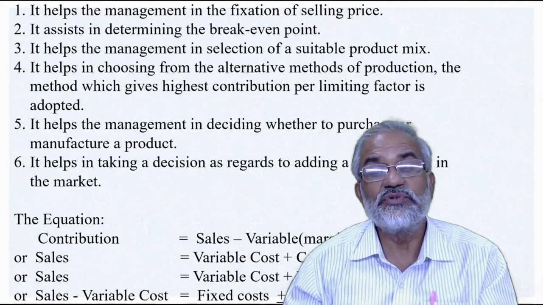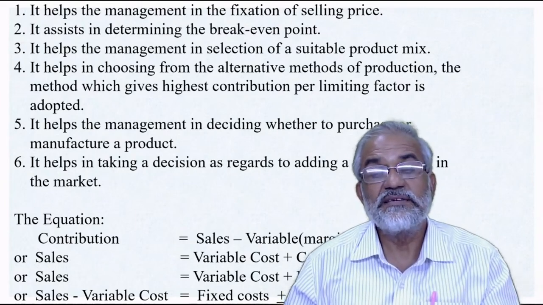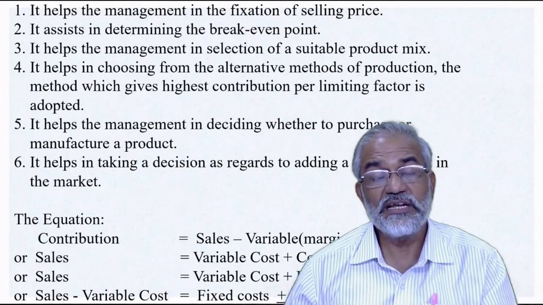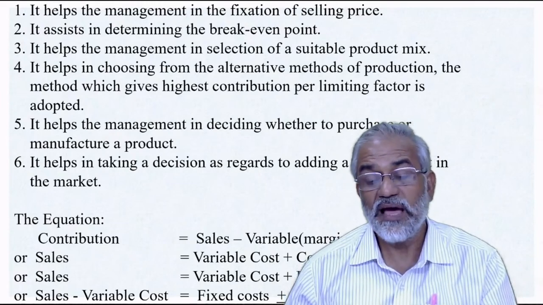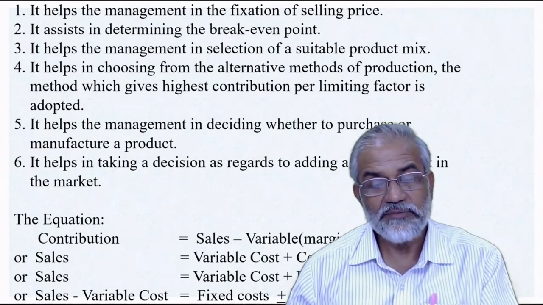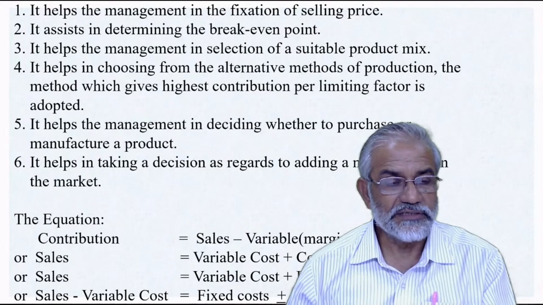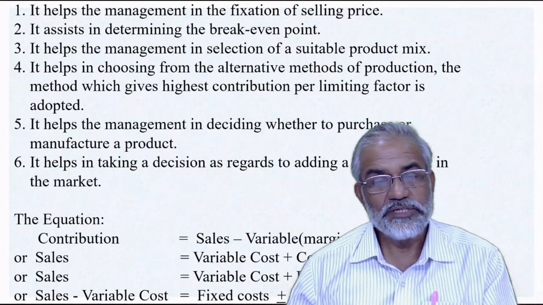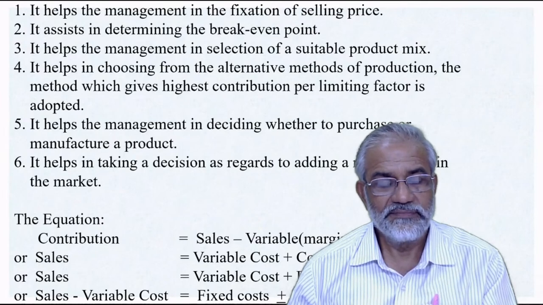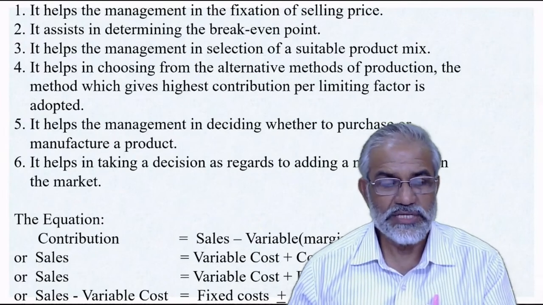The equation of contribution is equal to the sales minus variable cost or the marginal cost. Marginal cost and the variable cost is one and the same as defined, that which varies directly and proportionately with the volume of production. Sales can also be determined as variable cost plus contribution, just changing over of the equation.